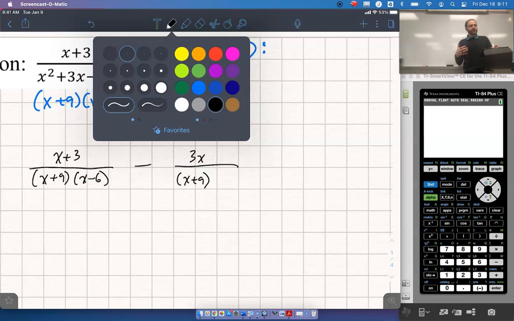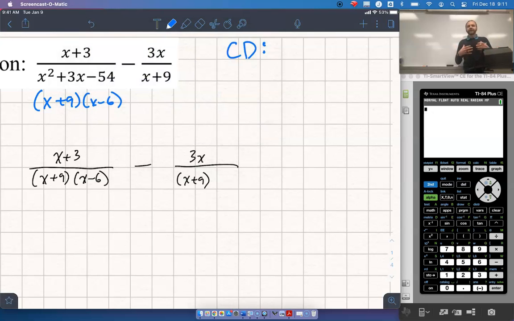And so I'm going to use a clever form of 1 to create a common denominator. So I'm going to multiply the bottom by x minus 6 and the top by x minus 6. Because really, that's the number 1. That creates the same denominator, x plus 9, x minus 6.